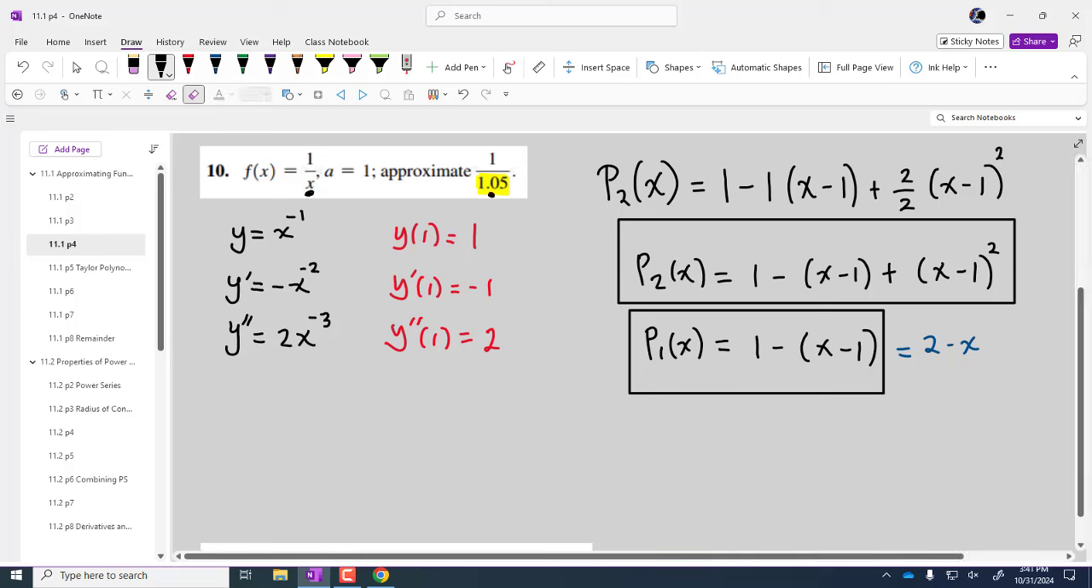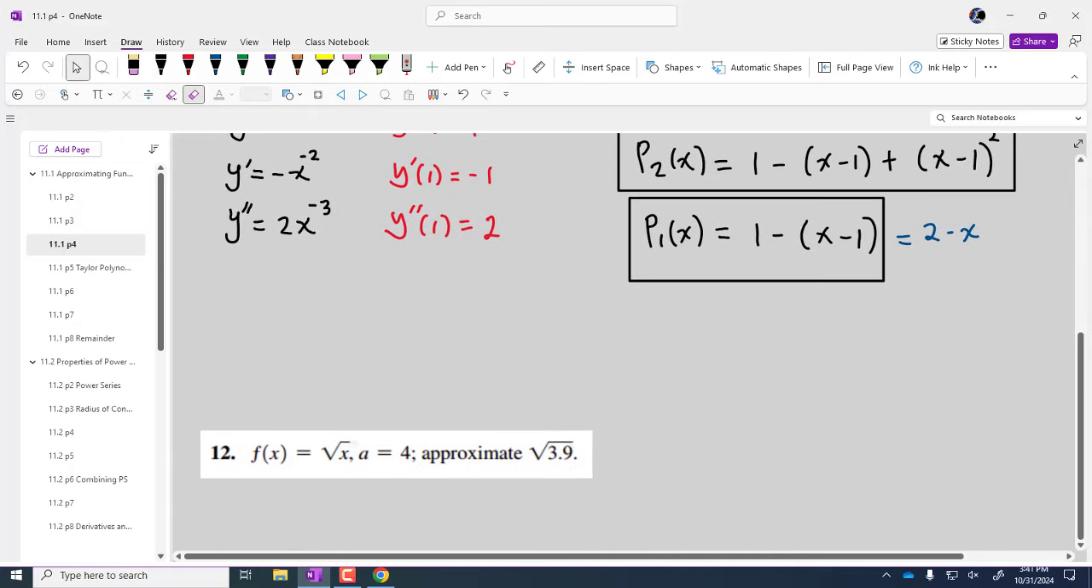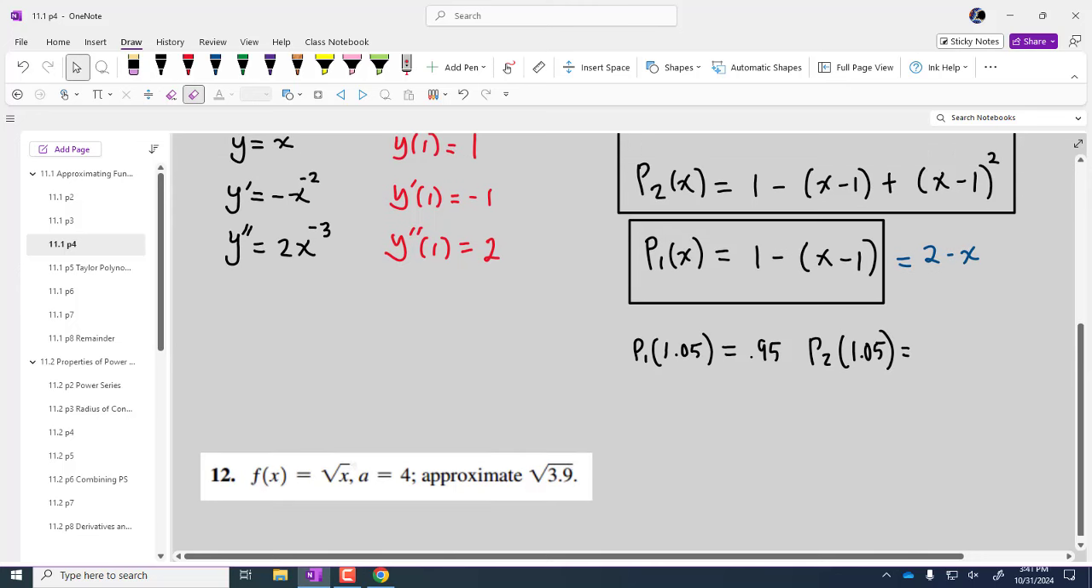1.05 is matching to x, so that's what we're going to plug in for x. So P1 of 1.05, we plug that in. We can actually plug it in over here. It's probably simpler to see it. We get 0.95. And P2 of 1.05 will be this part, which is going to be 0.95, plus, we're plugging in 1.05 here, so it's going to be plus 0.05 quantity squared.